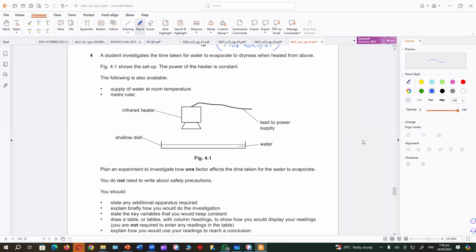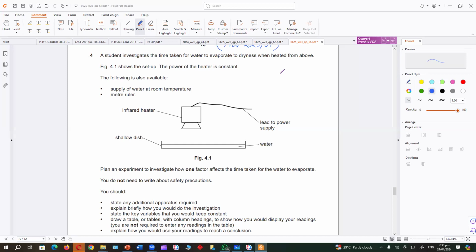That's also a good plan. We can investigate the effect of depth of dish. Another way, we can wait for the water to completely dry out and then use the stop clock for that and use the time as the ratio. How does one factor affect it? What are the factors?